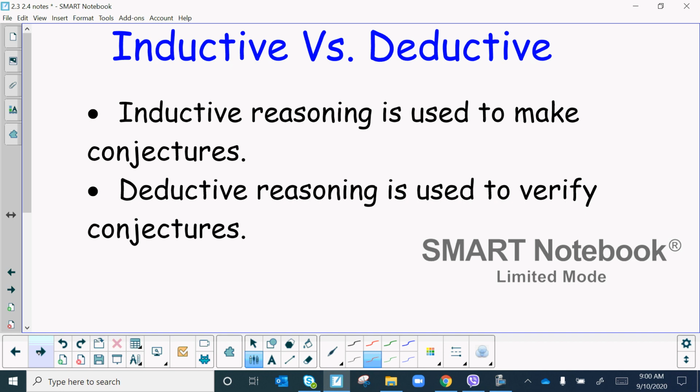So this I think I wrote for you on your notes. This is just a way to see the difference. Inductive reasoning is used to make conjectures. Deductive reasoning is used to verify the conjectures, to show proof.